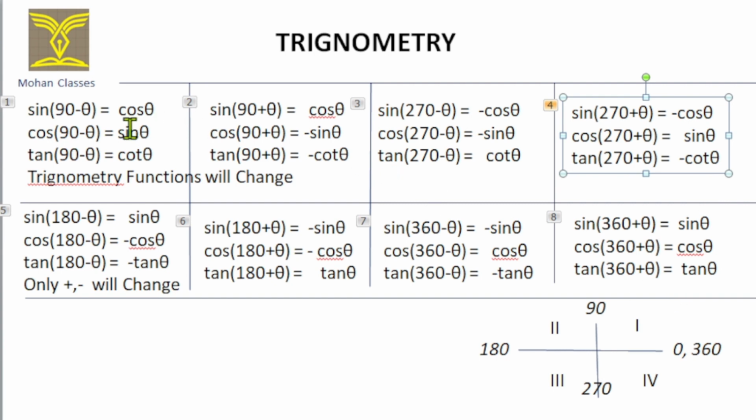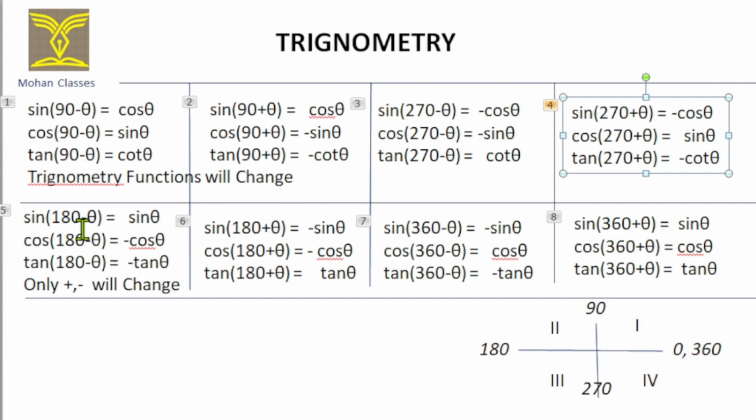So here, for 90 plus theta or minus theta, and 270 minus theta or 270 plus theta, the trigonometric function is getting changed: sine to cos, cos to sine, tan to cot. But for 180 and 360, the function will not get changed.